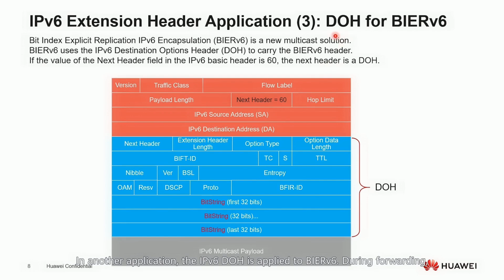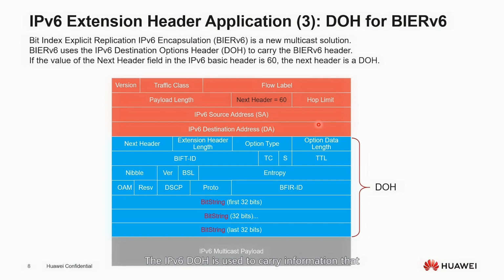In another application, the IPv6 DOH is applied to BIERv6. During forwarding, a device reads the bit string in a BIERv6 packet to determine the next replication node, and updates the destination address of the IPv6 packet based on the bit string. In this way, the entire forwarding process is presented as native IPv6-based source routing multicast.